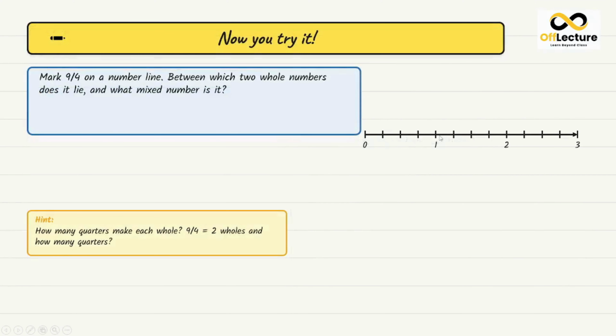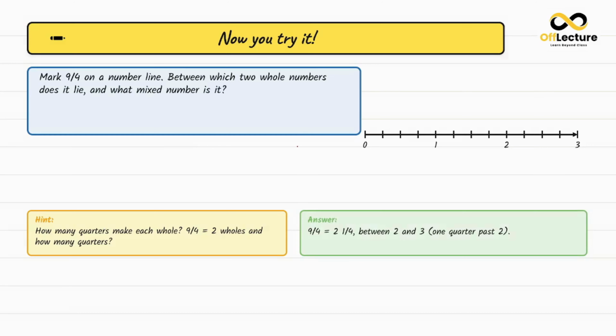Okay. Now you try this. Mark 9 by 4 on the number line. Between which two whole numbers does it lie, and what mixed number is it? The hint is very simple. How many quarters make each whole? And 9 by 4 will be 2 wholes and how many quarters? Okay, so try this and then we will see its solution.